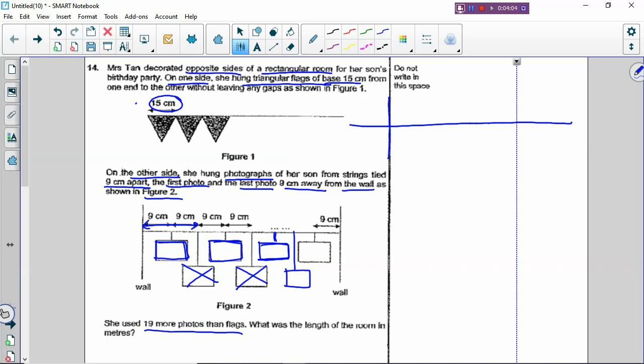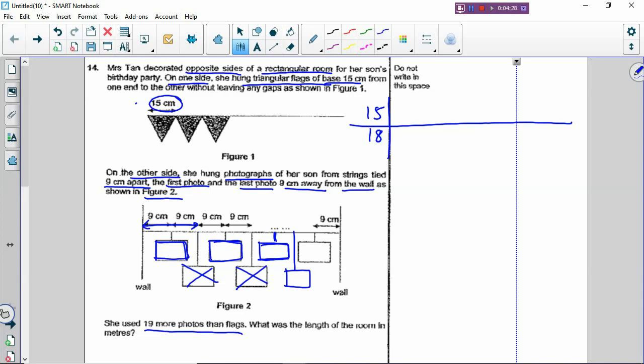How do you find common multiple? All right, now for every triangle there's a base of 15 cm. So 15 cm, that is one triangle, right? And 18 cm, that will be one rectangle. Agree? One rectangle. Okay, so I will need to make them equal because the length of the room is the same for all the triangles and for the rectangles.